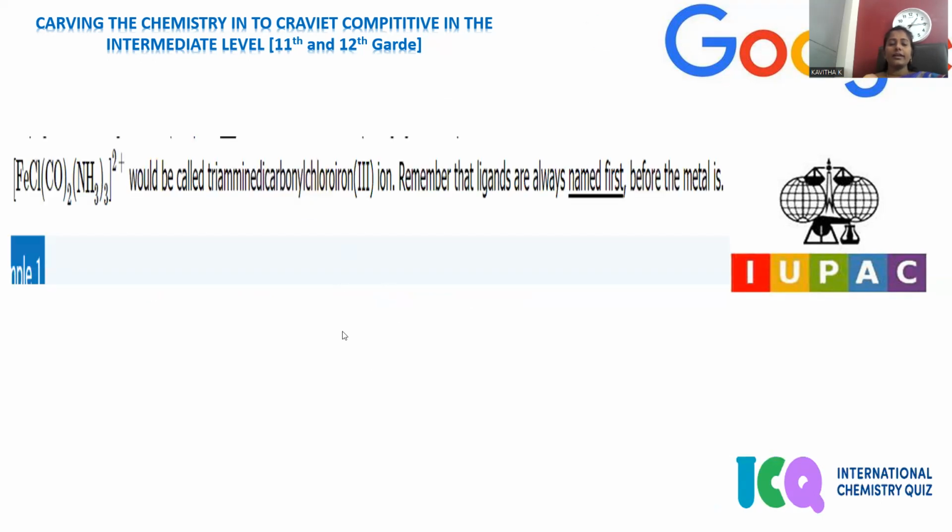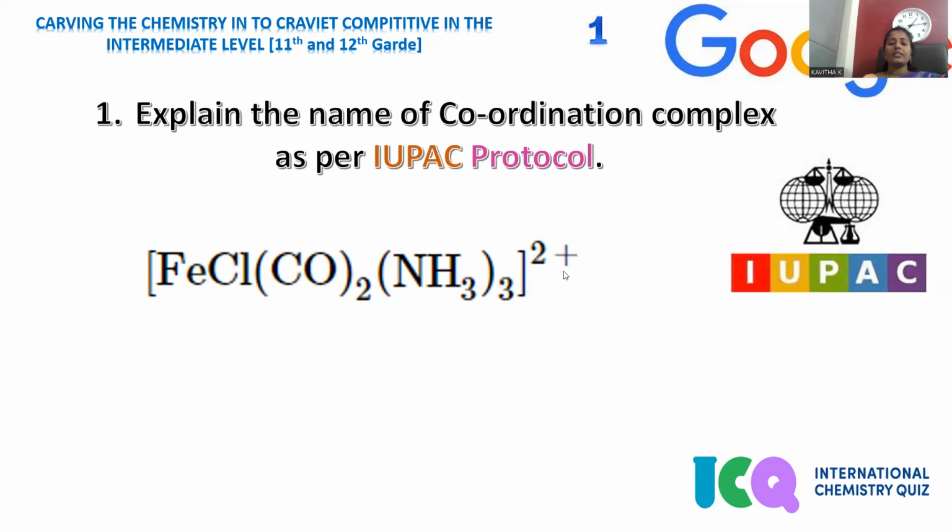So iron(III) ion. Being the charged one, definitely we have to mention the suffix as ion. Let me give the entire name of the compound as per the IUPAC protocol: triammine dicarbonyl chloro iron(III) ion. This is the way IUPAC nomenclature will be provided, and always the central metal should be accompanied by the oxidation state in Roman numerals, right? So this is the way the compound can be named as per the IUPAC protocol.